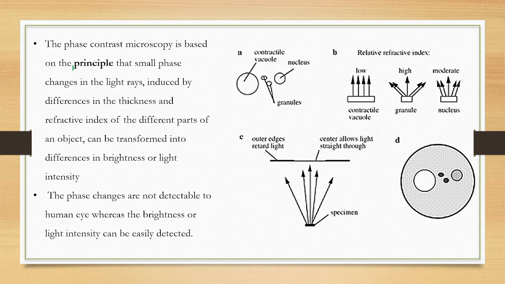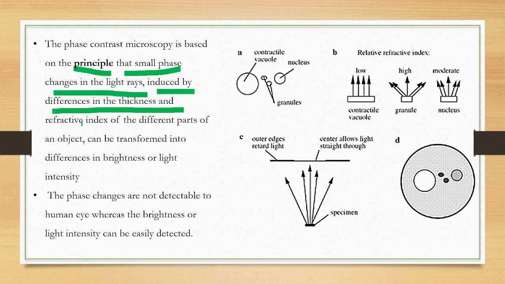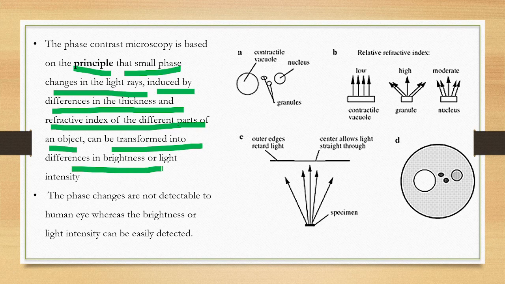And what is the principle? Let's look at the principle here. Small phase changes in the light rays, induced by the differences in thickness and refractive index of the different parts of an object, can be transformed into differences in brightness or light intensity. This can be explained by this image.